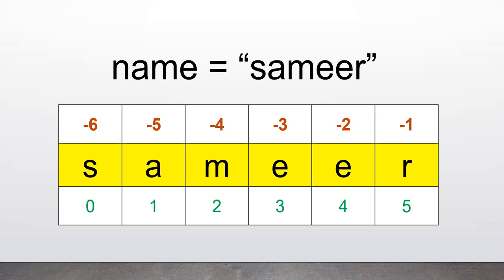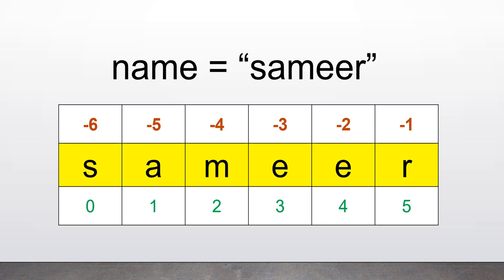We can even have the reverse way of numbering, in which we go from -1 to -6. In this case, just observe in the brown color that the R character has the value -1, and it will go in reverse, up to -6. So the -6 character is my S character. The S character can be accessed using two values: you can access it using the value 0 or -6.